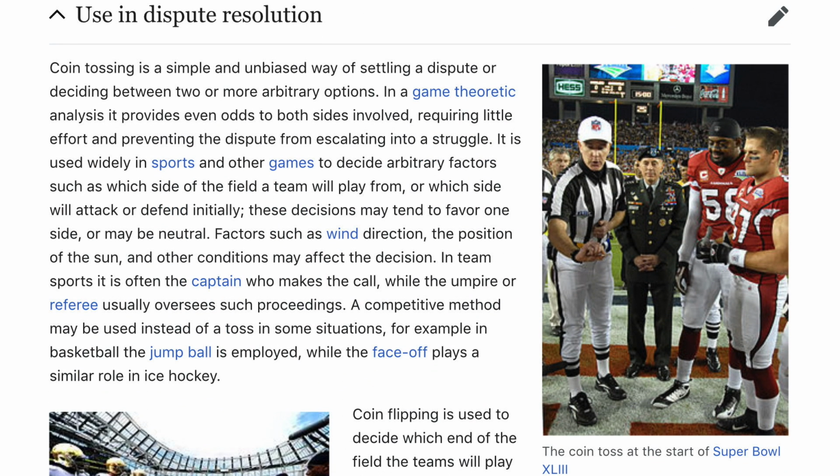In dispute resolution, coin tossing is a simple and unbiased way of settling a dispute or deciding between 2 or more arbitrary options. In a game-theoretic analysis, it provides even odds to both sides involved, requiring little effort in preventing the dispute from escalating into a struggle. It is used widely in sports and other games to decide arbitrary factors, such as which side of the field a team will play from, or which side will attack and defend initially.